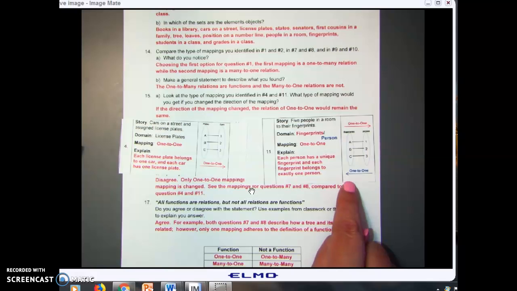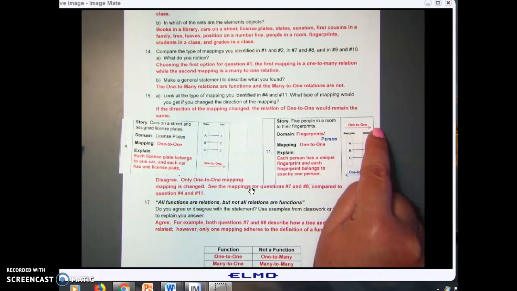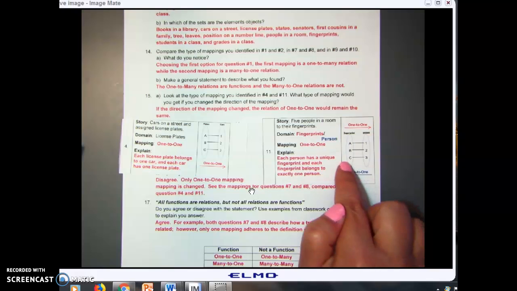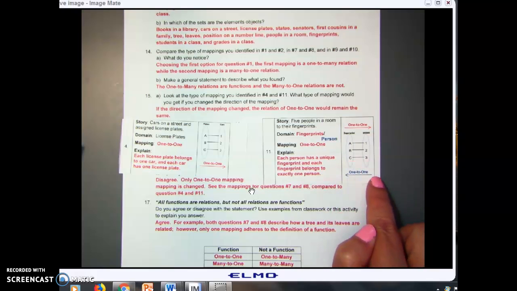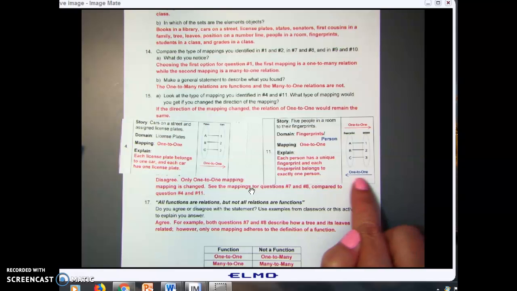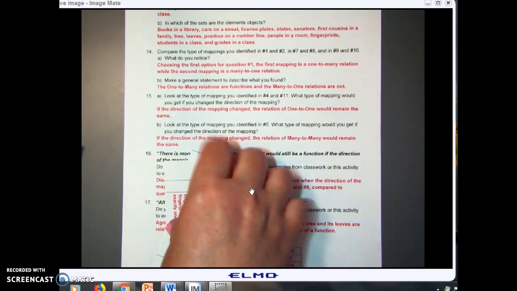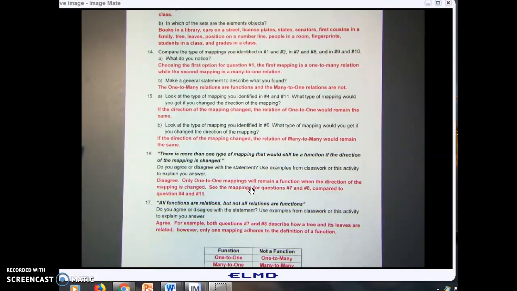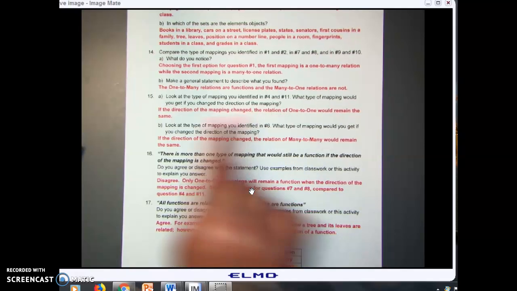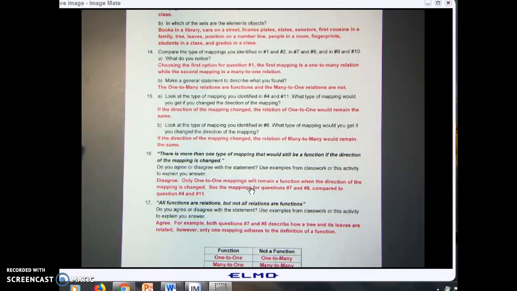And then the same thing here, whether I picked the fingerprints as my domain and went to the people as my range, that was 1 to 1. And whether I started with the people in the room and then went to the fingerprints, it was still a 1 to 1 situation. And so this is a situation where if the direction of the mapping changed, the direction of 1 to 1 would remain the same.